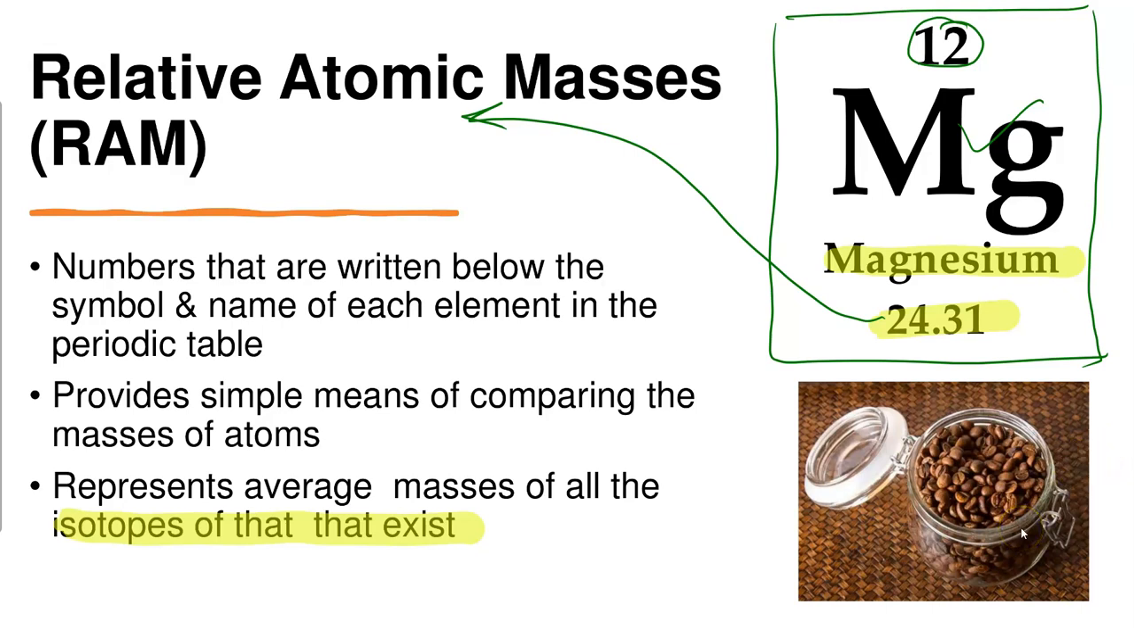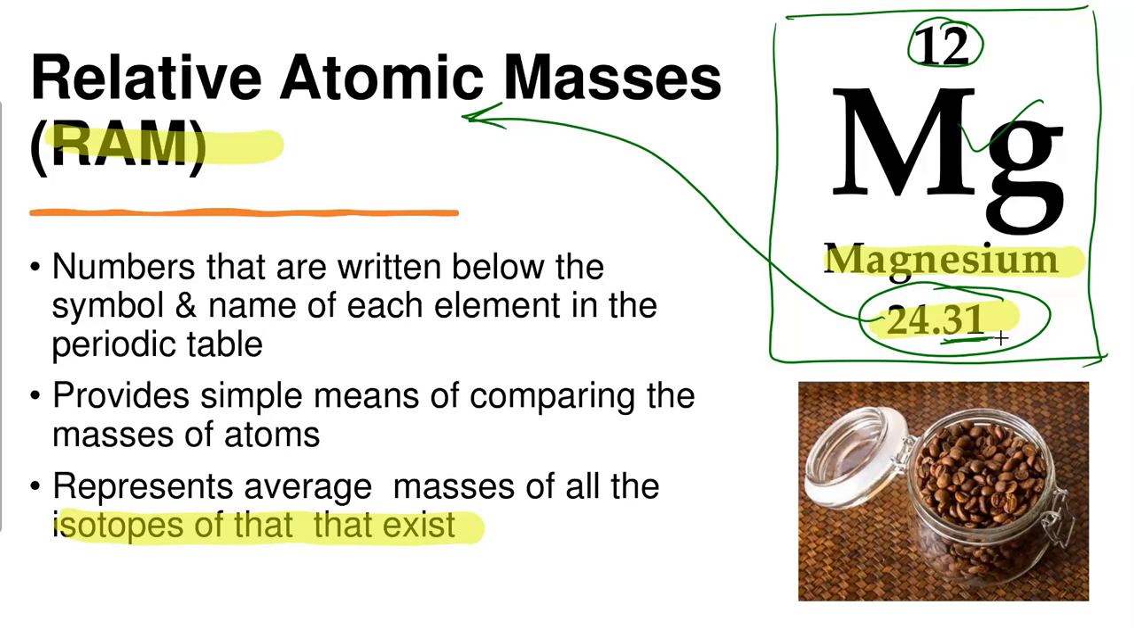So in this case, most elements occur in mixtures of isotopes. And for us to have a better understanding of them, we take the masses of all the existing ones and find the average of them. So that is what we usually do, and this number is called the relative atomic mass. And like I said earlier, because it's an average, most times you see it written with a decimal place, with a fraction, because it's an average of different isotopes.